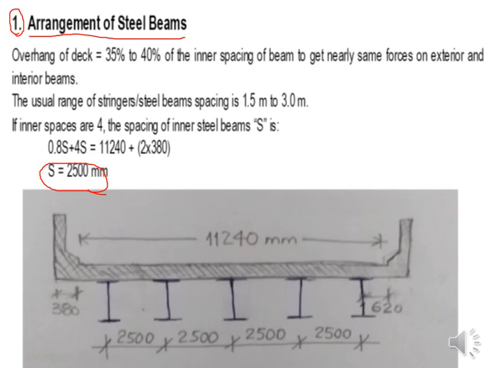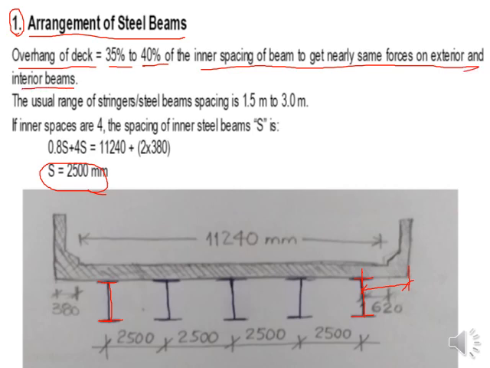So first of all we are going to decide about the overhang of the deck. If the exterior beam is there, that is like the exterior girder, you can see in the figure also. These two, let's suppose, are the exterior girders. So the exterior girder, the center of the girder till the edge of the bridge deck slab, that is going to be called the overhang. So that particular overhang is recommended by AASHTO to be taken equal to 35% to 40% of the inner spacing of the beam to get nearly the same forces on the exterior and the interior beam.